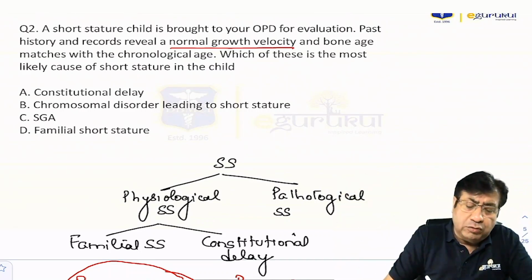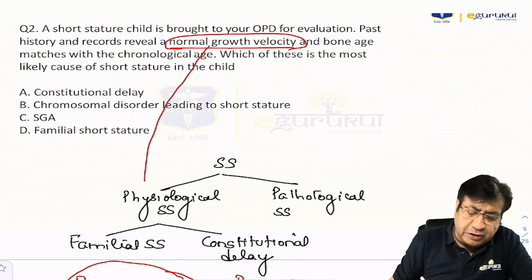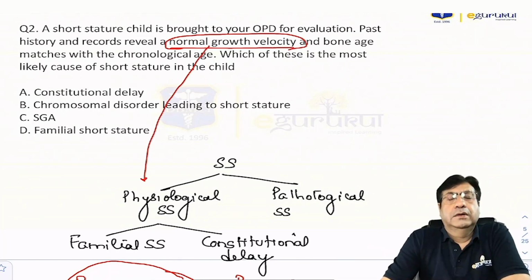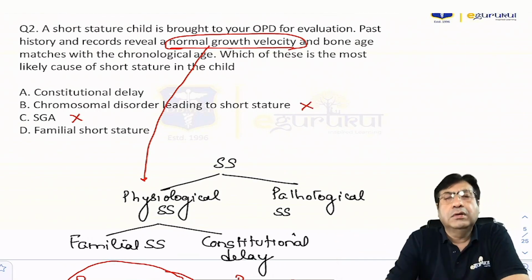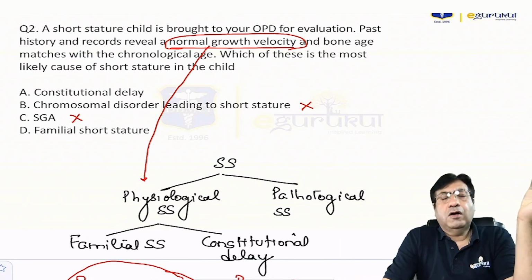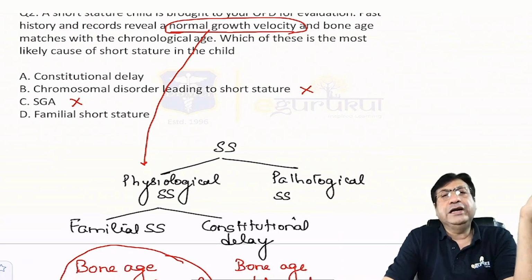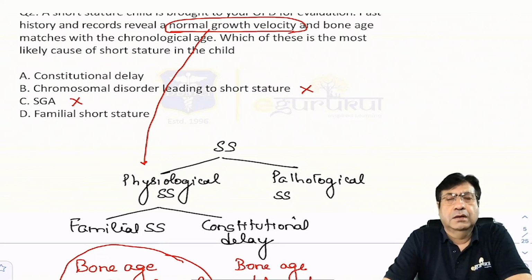So when we say that the growth velocity of the child is normal, it usually indicates a physiological short stature. Therefore, all causes of pathological short stature, such as small for gestational age and chromosomal disorders, are now automatically removed. They cannot be the answers. So now my answer would be either a familial short stature or a constitutional delay, because those are the only two main causes of physiological short stature in children.